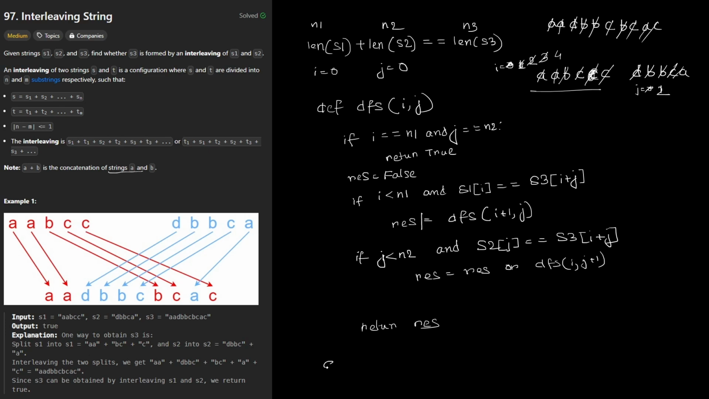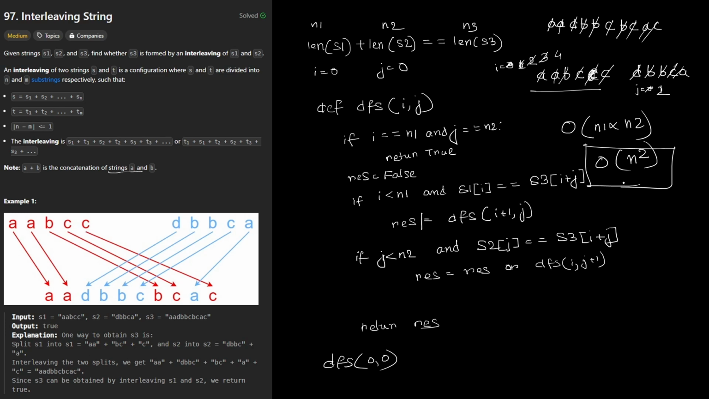So, when you're going to call this function, it would be DFS of 0 and 0. This is dynamic programming, and if you look at the time complexity, it would be the length of S1, which is N1, multiplied by N2, or in simple terms N square. And this would be the time complexity, and the space complexity would also be N2, because at the end we are going to form a recursion stack of N square, which would be pretty high.